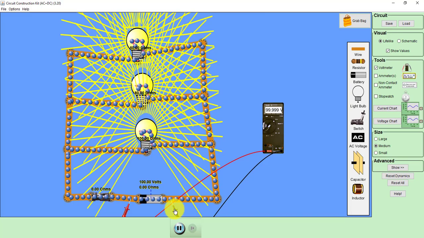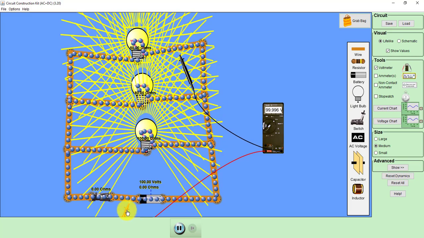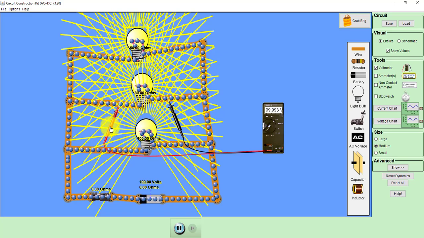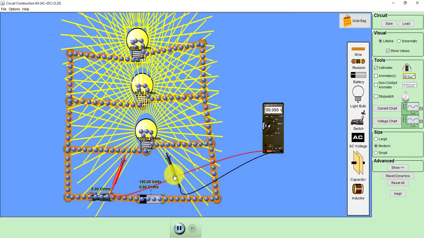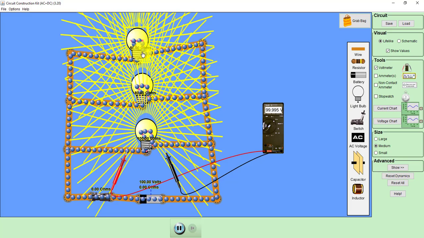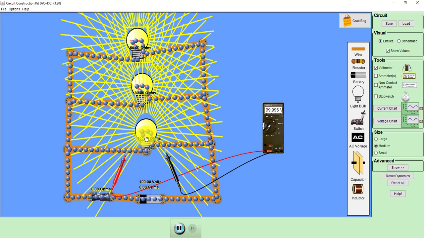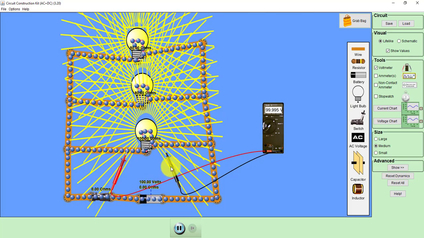Now if I measure voltage across each bulb, it should be again close to 100. Let us check. Voltage across first bulb, it is again 99.992, close to 100. Voltage across the second bulb, 99.99, again close to 100. And voltage across the third bulb, again 99.99, means voltage across each resistor connected in parallel is the same, and that is equal to the supply voltage in our case. So we have verified the first characteristic.